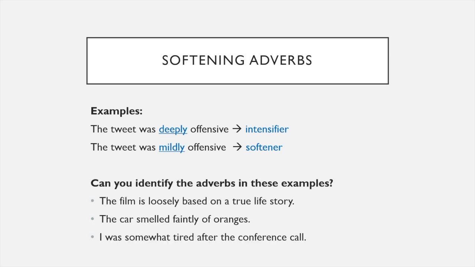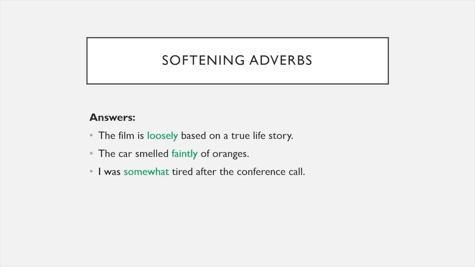So, can you identify the adverbs in these examples? Press pause on the video and play when you're ready to continue. The softening adverbs in these examples are loosely, faintly, and somewhat. So as you can see, and as you probably know, adverbs usually end in ly, but not necessarily. So somewhat is also an example of an adverb. Can you think of any other examples?